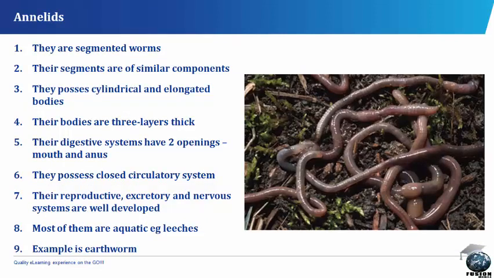Annelids. These are segmented worms. Their segments are of similar components. They possess cylindrical and elongated bodies. Their bodies are 3 layers thick. Their digestive systems have 2 openings, that is the mouth and the anus. They possess a closed circulatory system. Their reproductive, excretory, and nervous systems are well developed. Most of them are aquatic. An example is the leech. Examples of annelids are earthworms.